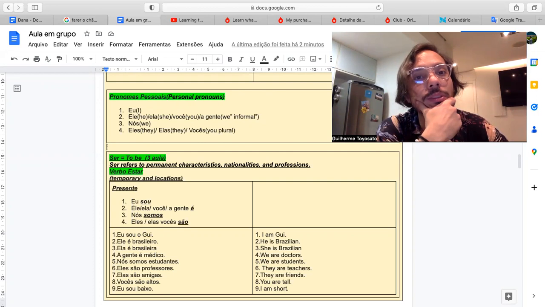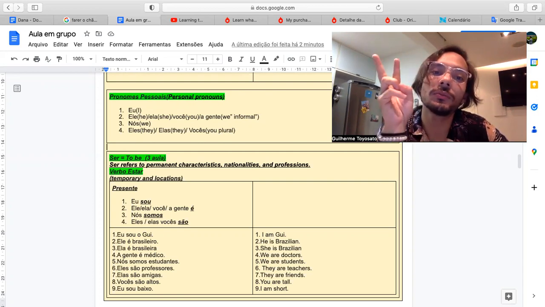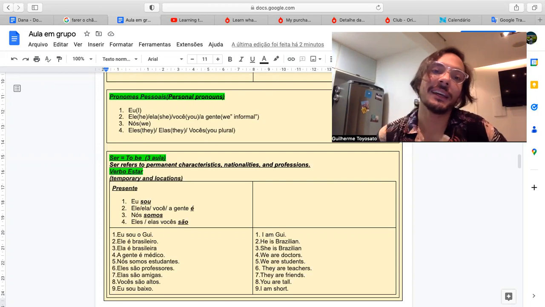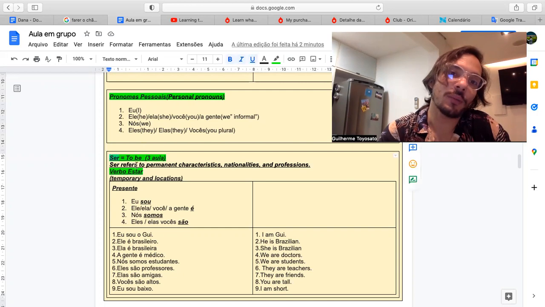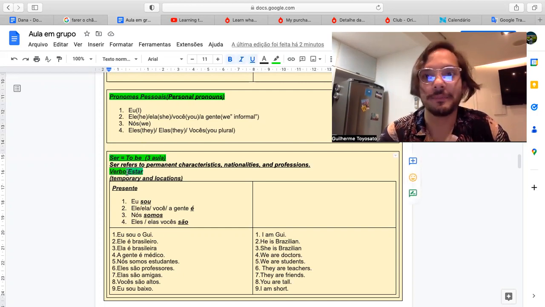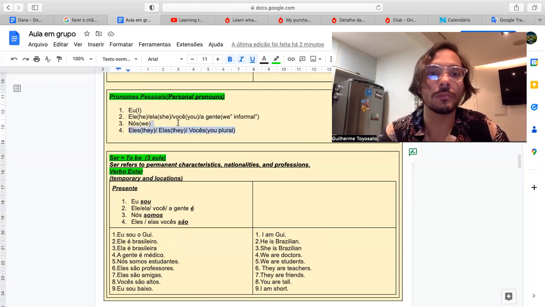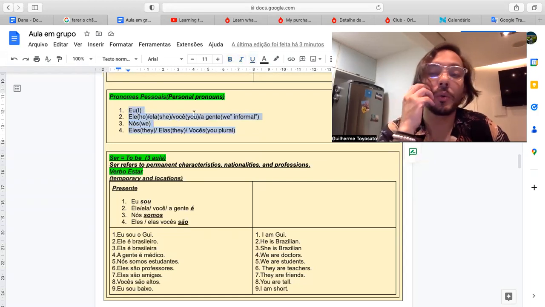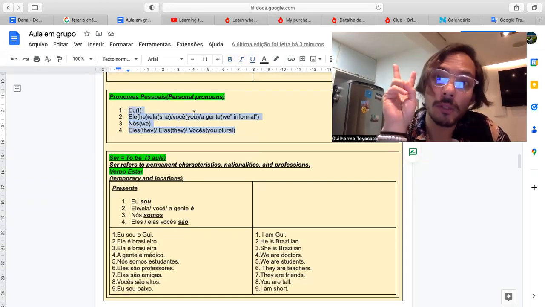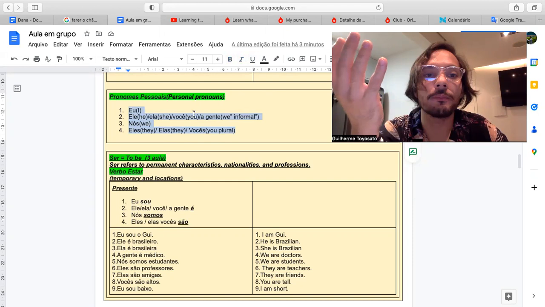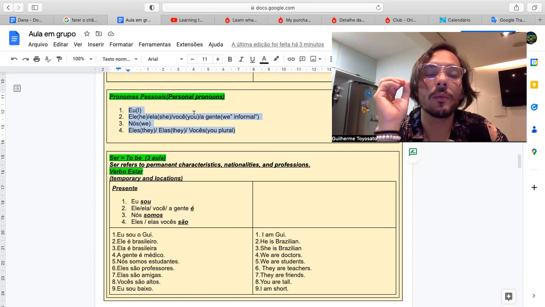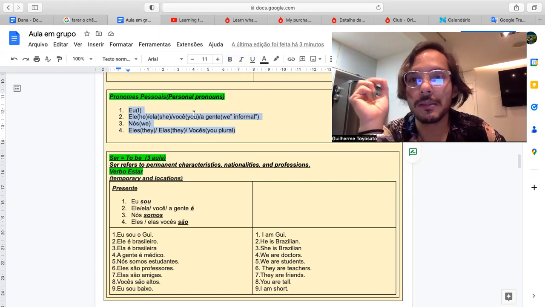This can be a little bit challenging because in Portuguese we have two verbs: the verb ser and the verb estar. If you don't know about the personal pronouns, watch class number two. Okay, so the important thing you need to understand is the difference between the verb ser and the verb estar.